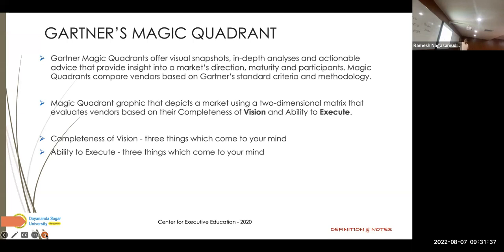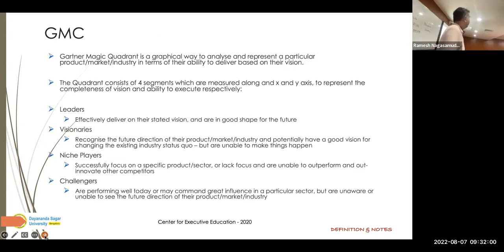And what does ability to execute mean? How will I get there? How will I be cost efficient? What are the other challenges I would face? How do I price my product? How will I beat the competition? So these are the things that they do. So Gartner's Magic Quadrant uses these two tools to come up with something else. I'll skip this slide and go to the next one, and then we'll come back.